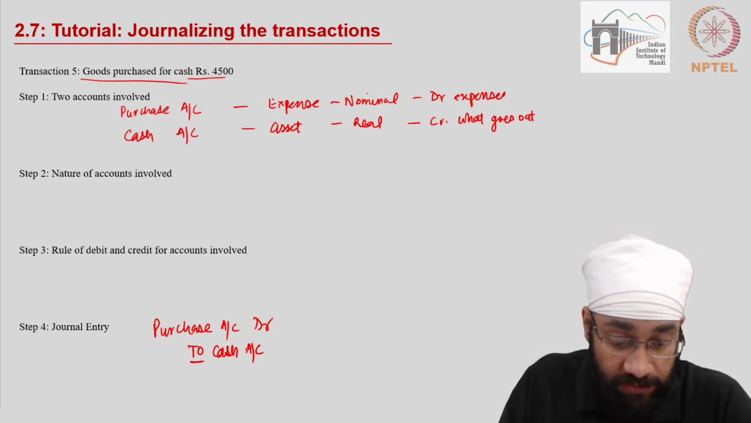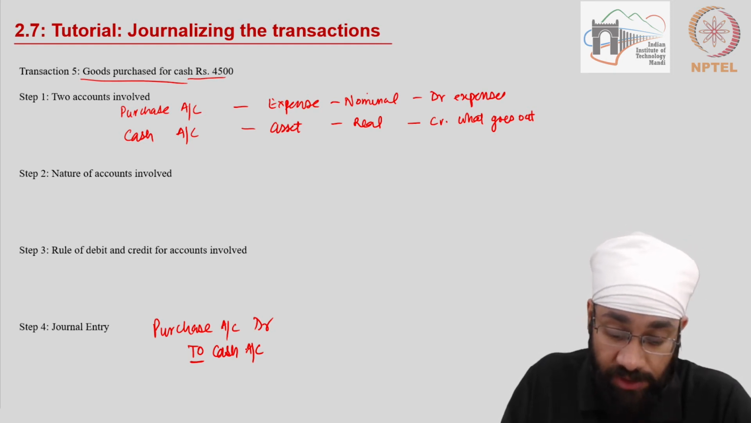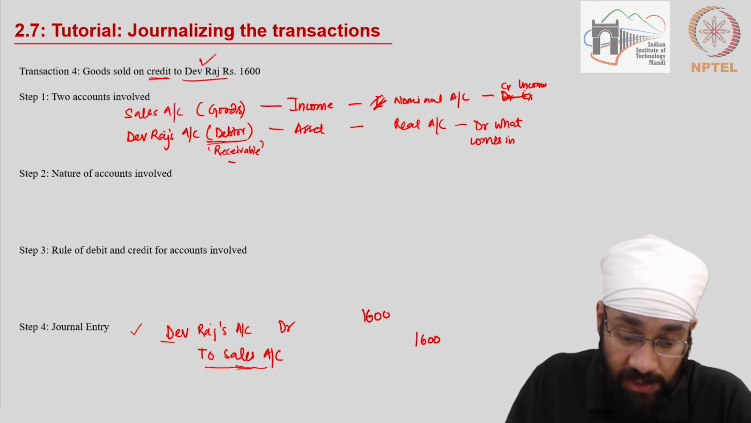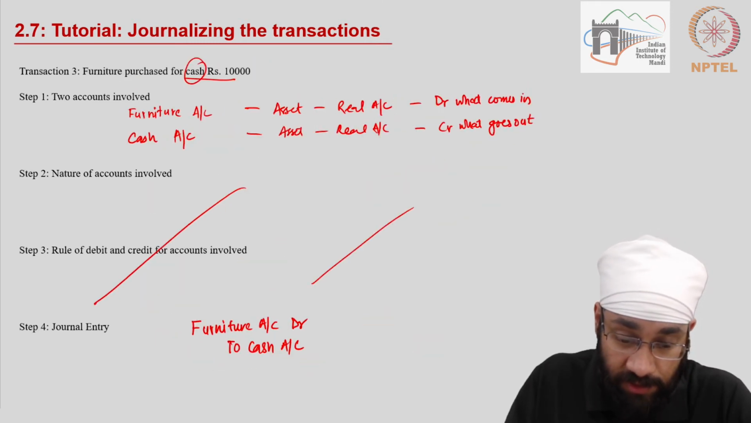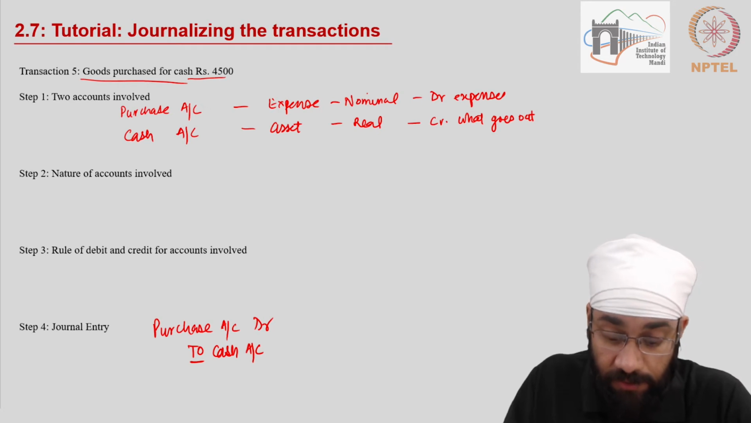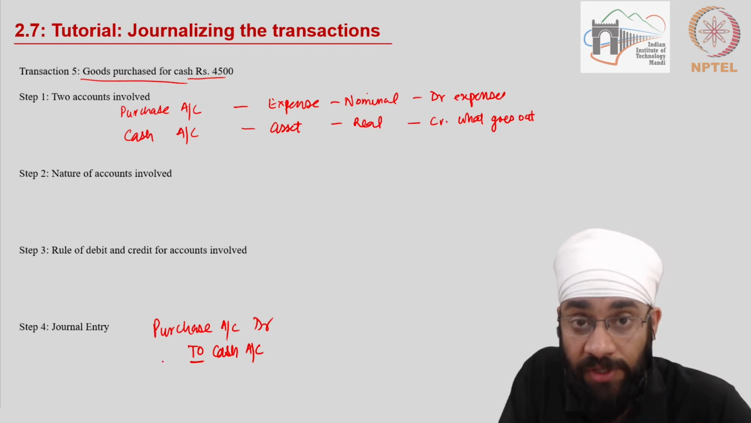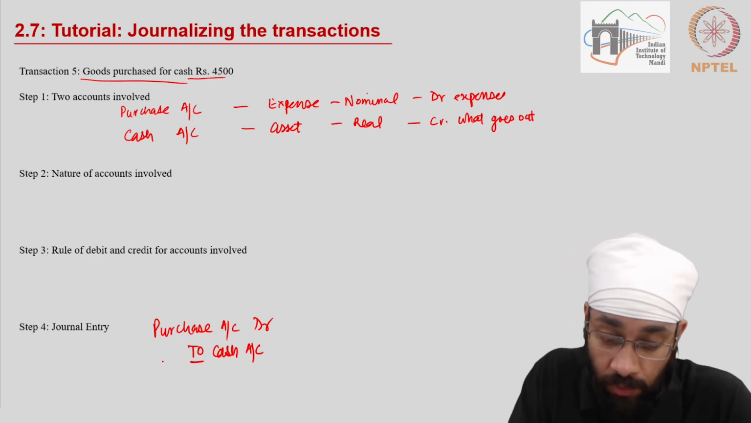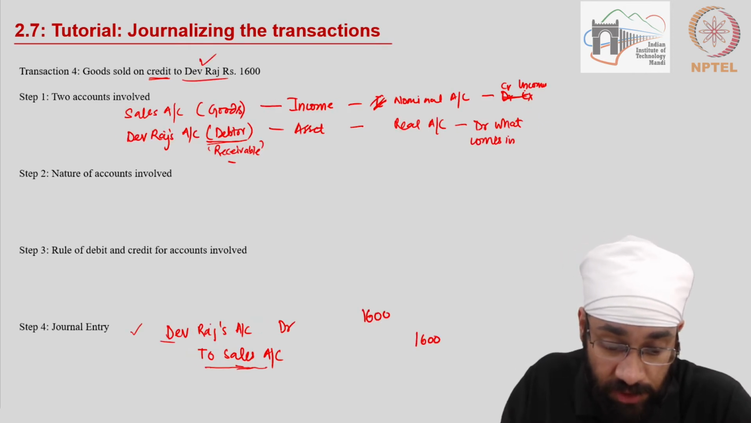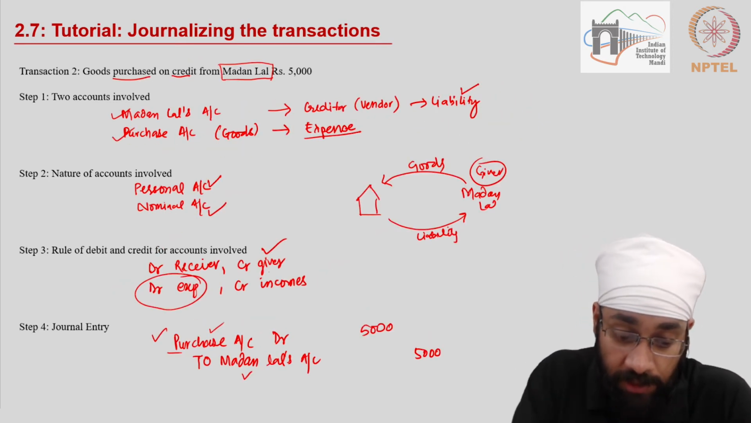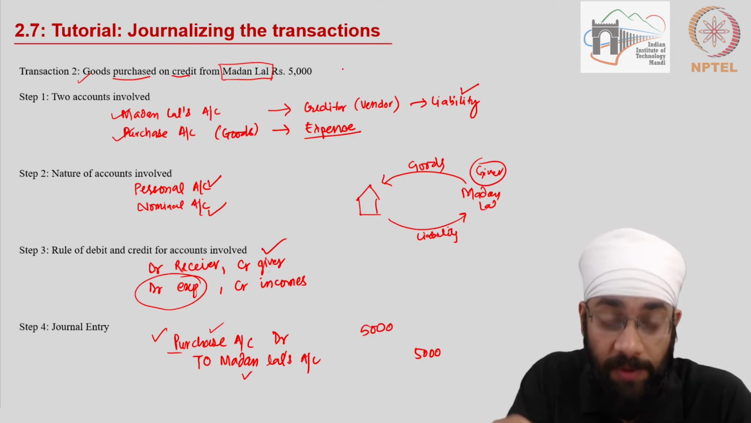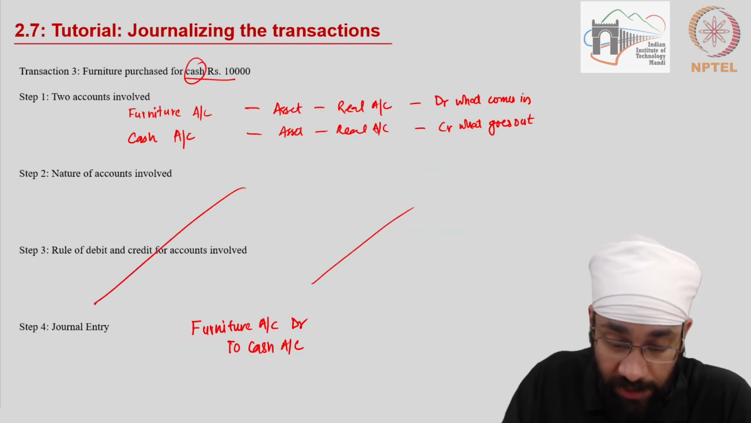Now let me see if we had a cash sale transaction. Not yet. Maybe the next transaction is going to be a sale transaction, but let me compare this to the credit purchase transaction, which was, I think, transaction 2. Yeah, transaction 2, goods purchased from Madan Lal. So purchase debit to Madan Lal.